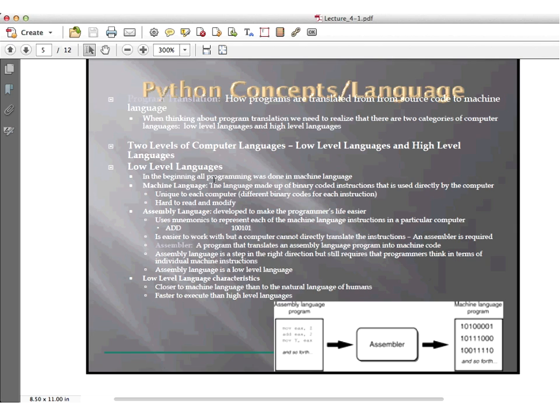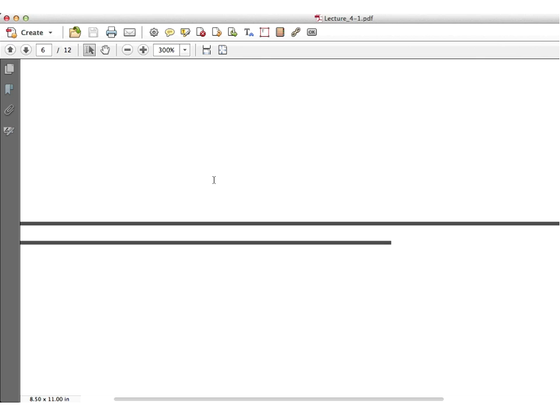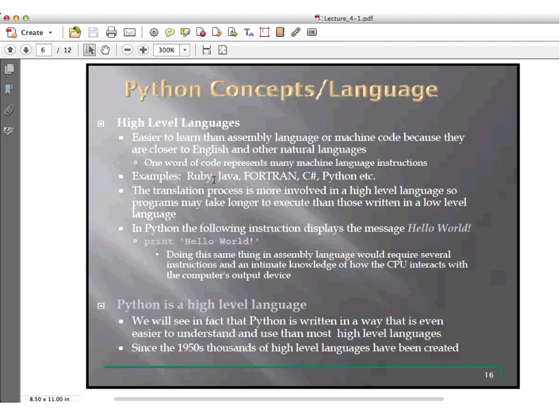Now, assembly language is considered one of the lowest levels of language, because when they say low, it means the lower the level of language, the closer it is to the machine language. On the other hand, Java is a high-level language. Python is a high-level language. BASIC is a very high-level language. High-level languages are easier to understand. They're more English-like. Some examples are Ruby and Java and Fortran, C#, Python. They all have other features.